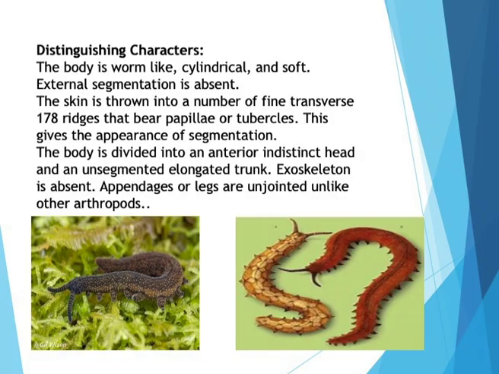Now, what are the distinguishing characters? The body is worm-like, cylindrical and soft. External segmentation is absent. The skin is thrown into a number of fine transverse ridges that bear papillae or tubercles. This gives the appearance of segmentation. The body is divided into an anterior indistinct head and an unsegmented elongated trunk. Exoskeleton is absent. Appendages or legs are unjointed, unlike other arthropods.